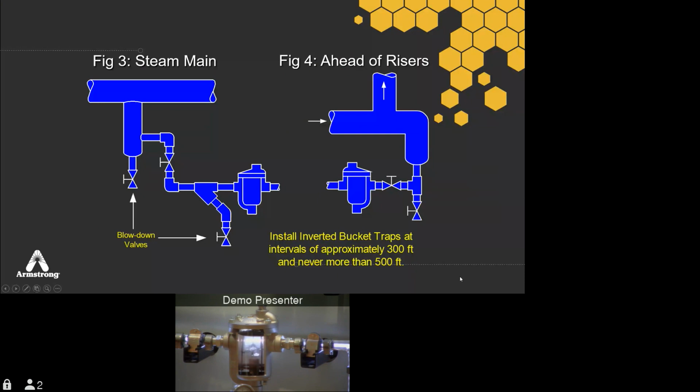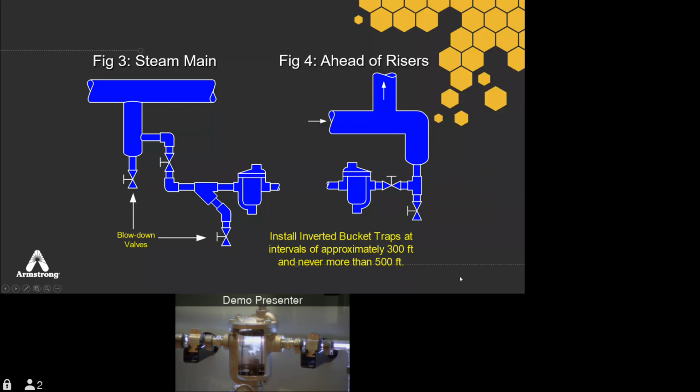And these are often called mud legs because it literally looks like mud that is down there. And so having a valve there to blow the dirt and garbage out of there so your trap doesn't have to handle it is a really good idea.